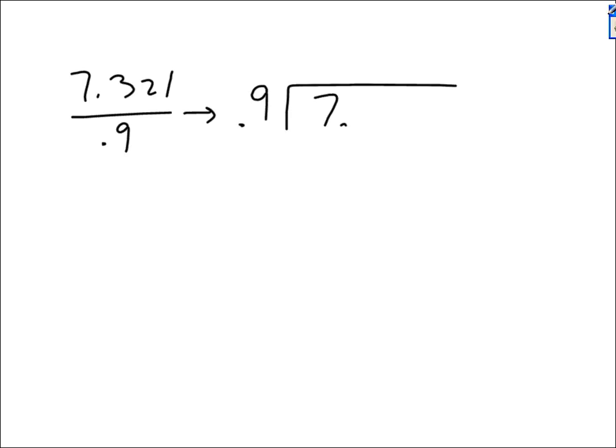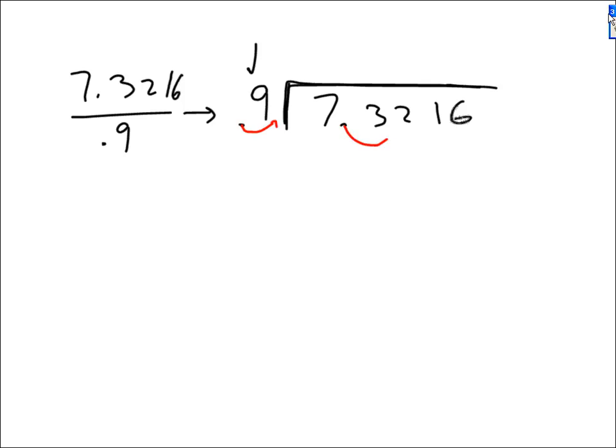Suppose you want to do 7.321 divided by 0.9. That is, you want to do 0.9 into 7.321. Suppose you were asked to do this division. Well, the number in front of this box should not be a decimal number. But it is. It's 0.9. Well, let's just move it one place, and now it's just 9.